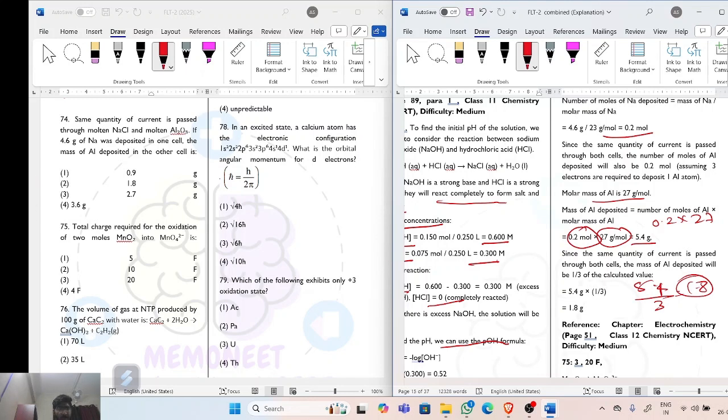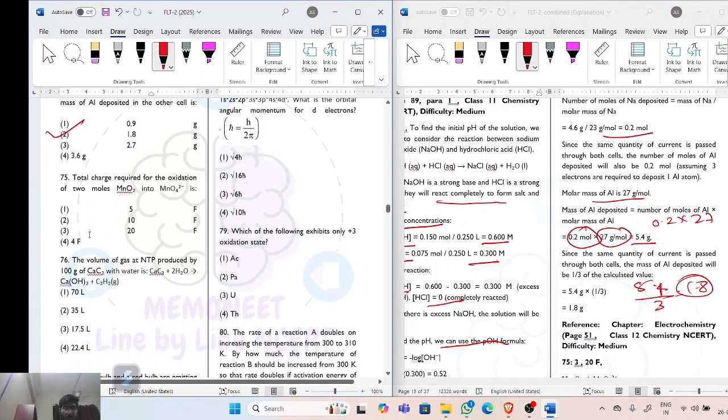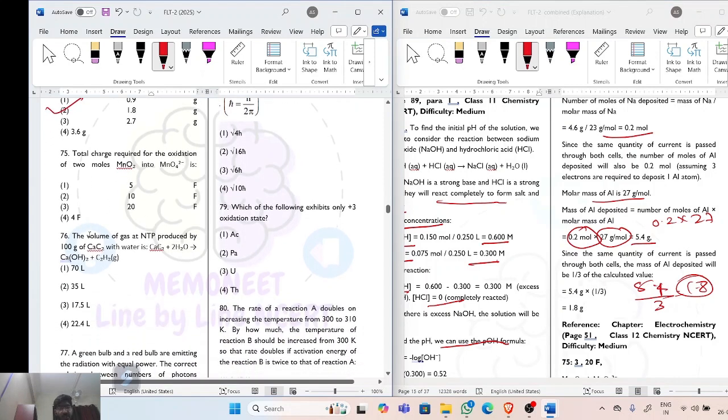So 1.8 being option number 2 will be our correct answer. Now question number 75. Total charge required for the oxidation of 2 moles of Mn3O4 with MnO4 2 minus is.